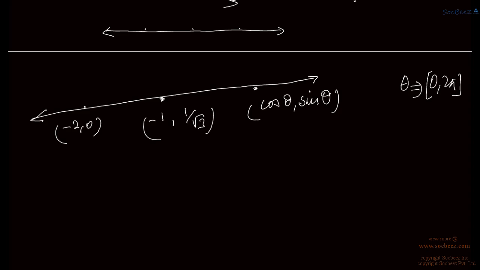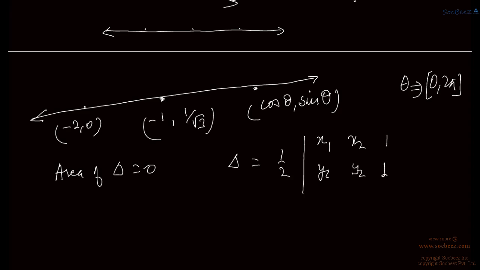these 3 points, because there is no triangle made, the area of the triangle is 0, right? So we have the formula for the area of a triangle in our coordinate system. We have the coordinates x1, y1, x2, y2, x3, y3 as vertices of the triangle. So the area of the triangle is half the determinant x1, x2, 1, y1, y2, 1 and 1, 1, 1.